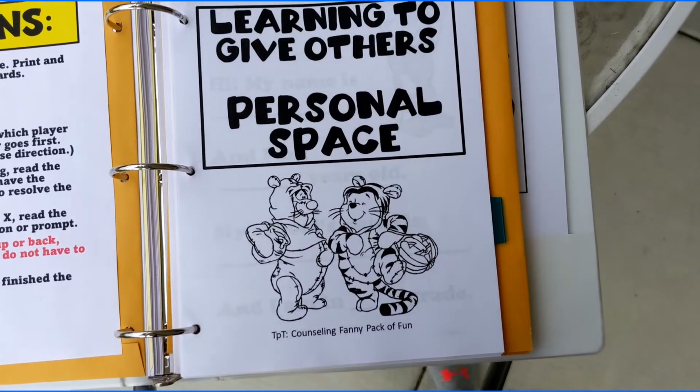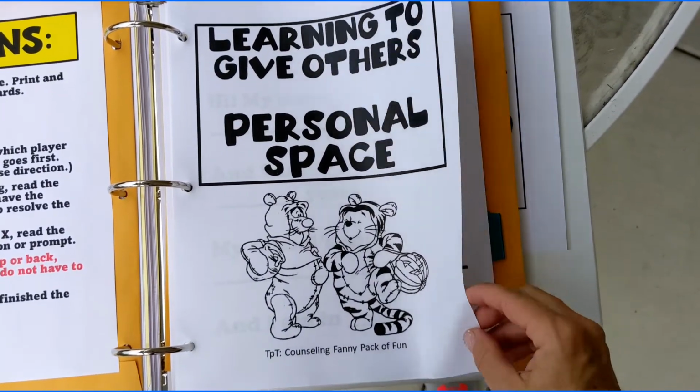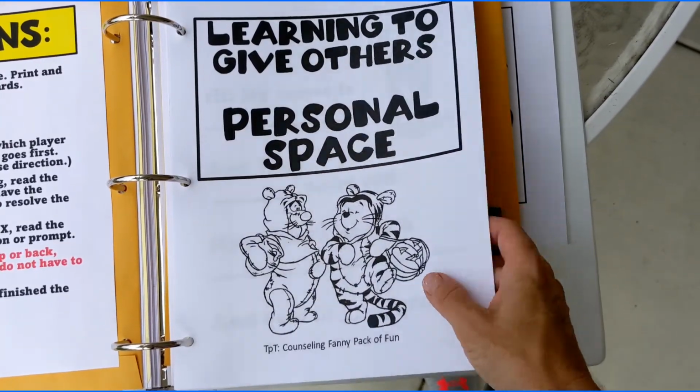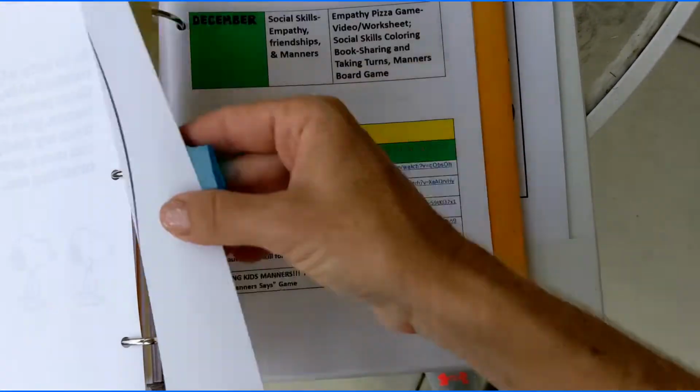As I said, for October, the theme is learning social skills and personal space. So the social story, Giving Others Personal Space, is in that chapter of the book.